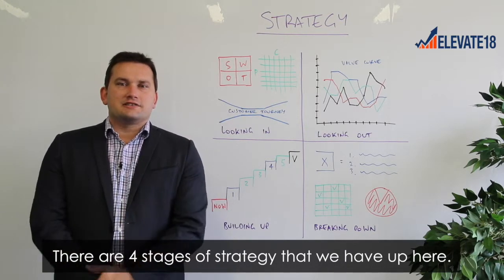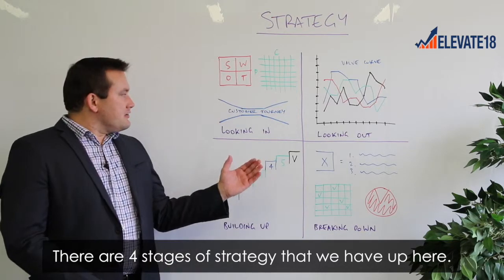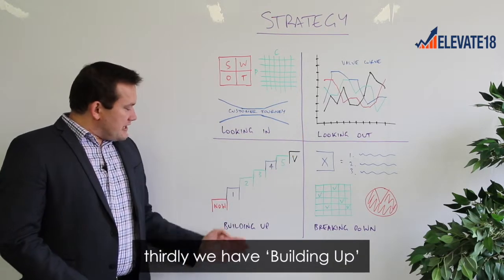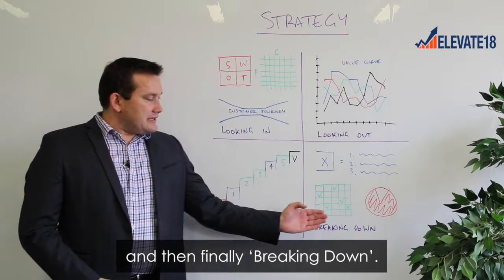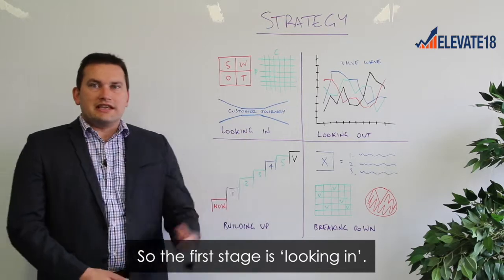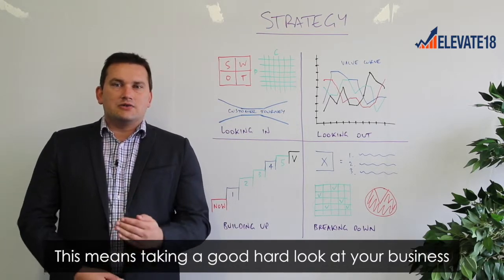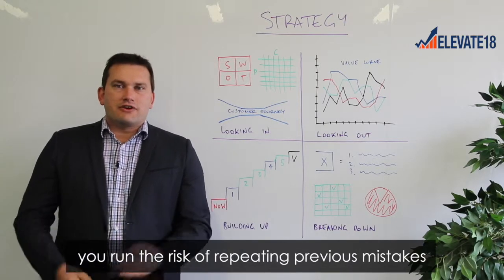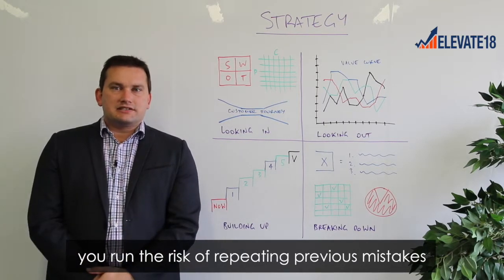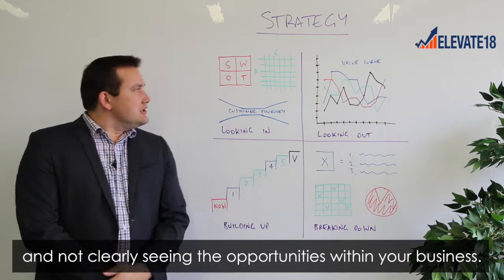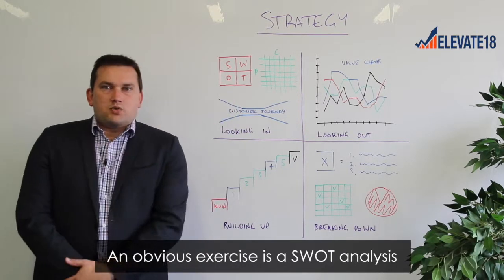There are 4 stages of strategy that we have up here. Firstly, we have looking in, and next we have looking out. Thirdly, we have building up, and then finally, breaking down. So the first stage is looking in. This means taking a good hard look at your business as it is now. Because if you don't do this, you run the risk of repeating previous mistakes and not clearly seeing the opportunities within your business. An obvious exercise is a SWOT analysis.